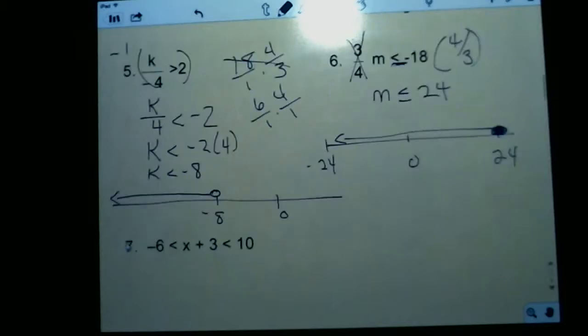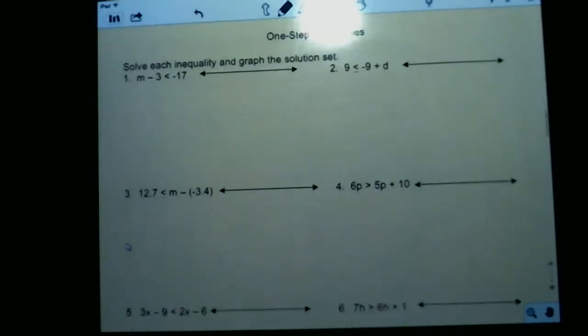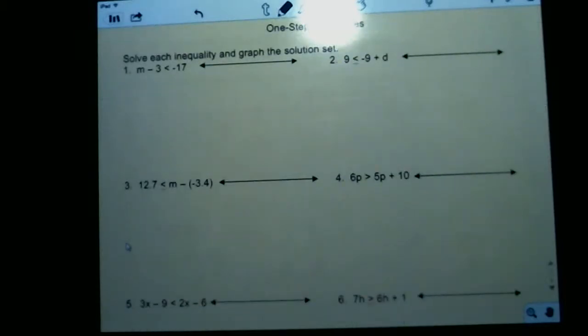All right, that's how you do one-step inequalities. Now you need to go on and finish the rest of this on your own.